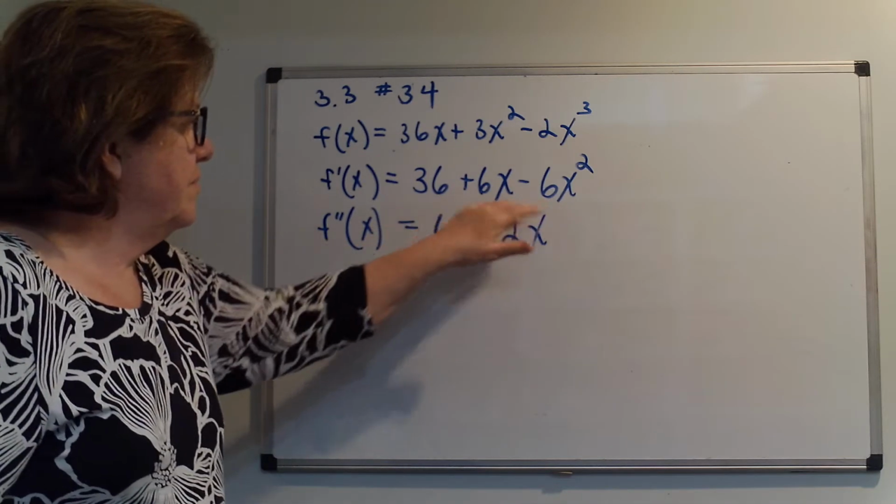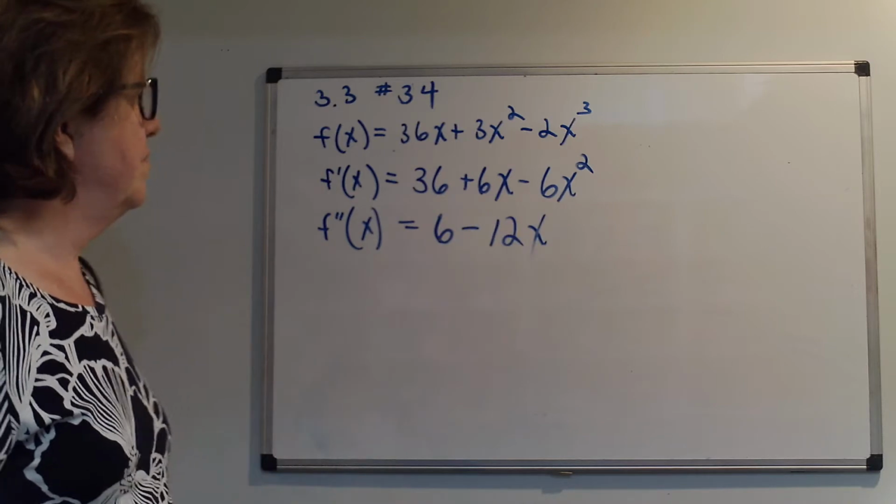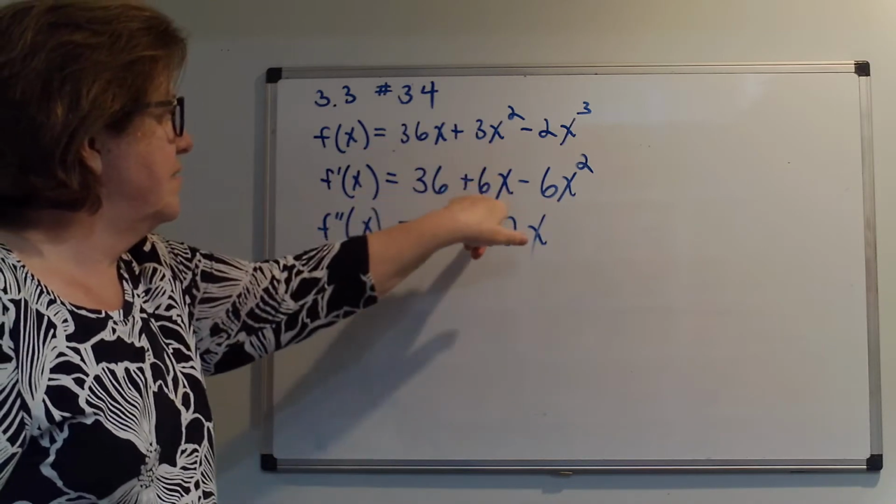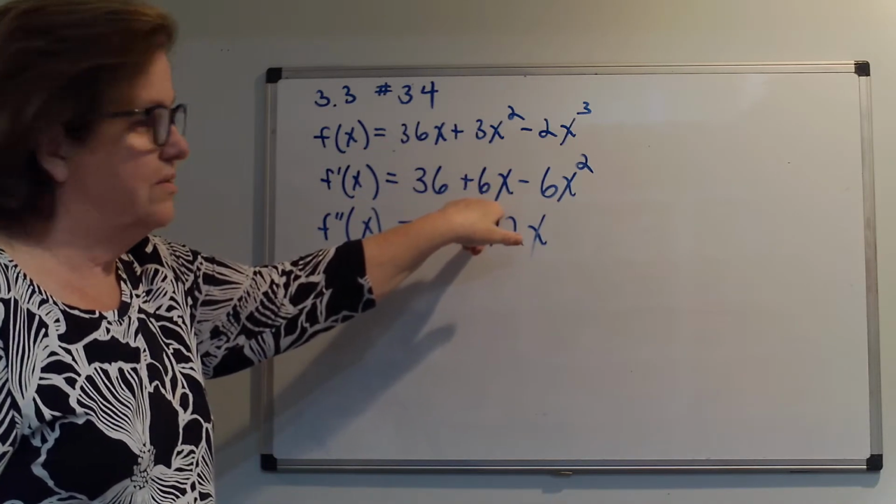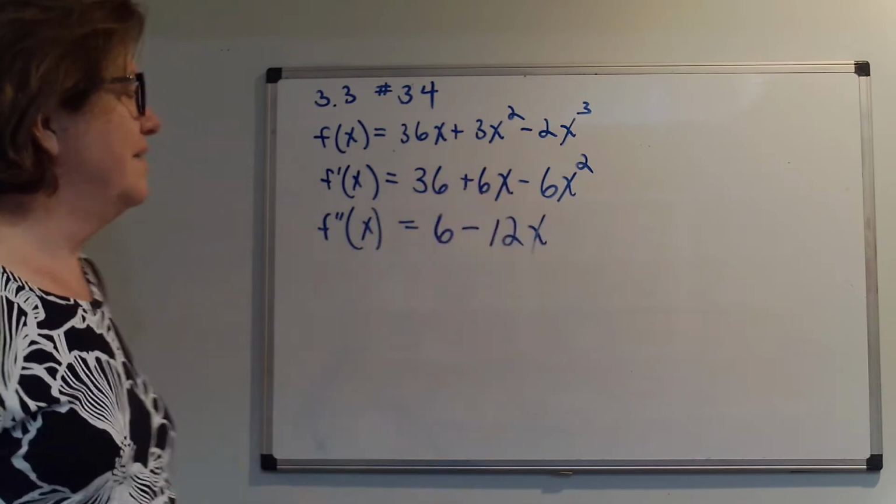So I took the derivative of this, 6 minus 12x. I took the derivative of this, 36. 2 times 3 is 6. 3 times 2 is 6. And there we go.